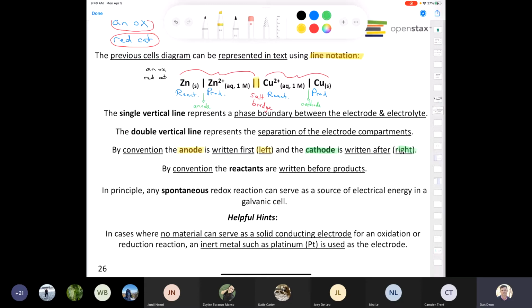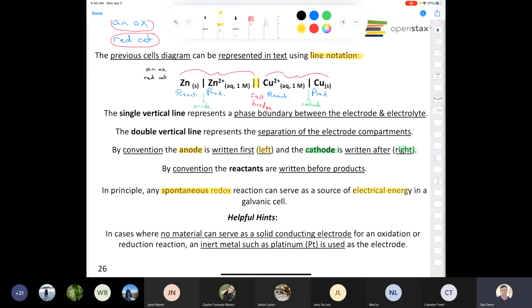Okay, now here's where it's going to get interesting today. If you have a spontaneous redox reaction, and so far we've only looked at spontaneous redox reactions, it can serve as a source of electrical energy. So what are we doing? We're making electrical energy, or we're harnessing, I should say, electrical energy by using this galvanic cell. We're taking advantage of a spontaneous redox reaction.